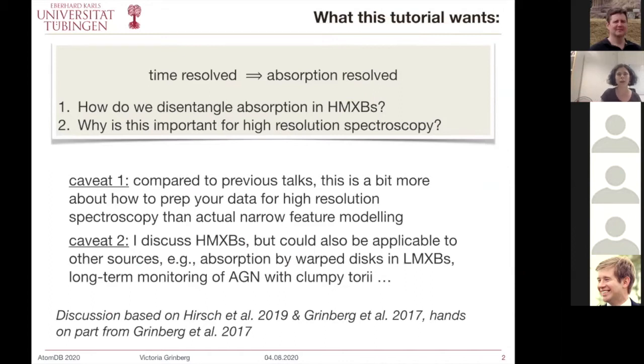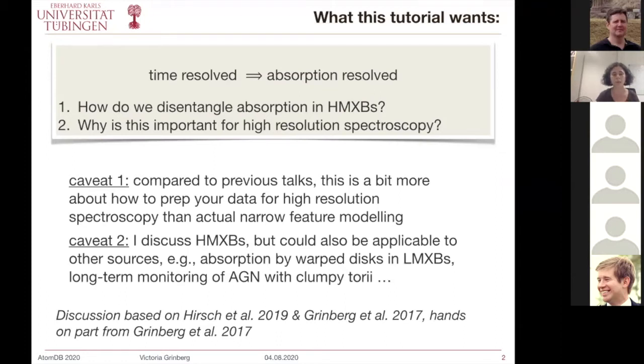So what this hands-on tutorial wants is to show how we do the transition from time-resolved to absorption-resolved spectroscopy. How do we disentangle absorption in high-mass X-ray binaries, and why is this important for high-resolution spectroscopy? Of course, we can do that not just for high-resolution data. As said, this is about how to prep your data for high-resolution spectroscopy, and I discuss high-mass X-ray binaries, but this can be applicable for any other sources where you can expect variable absorption. Think of warped disks in low-mass X-ray binaries, or long-term monitoring of AGN that may have clumpy tori.